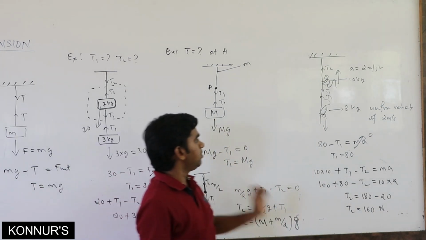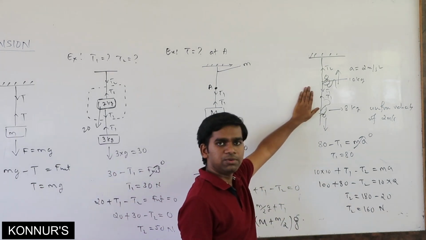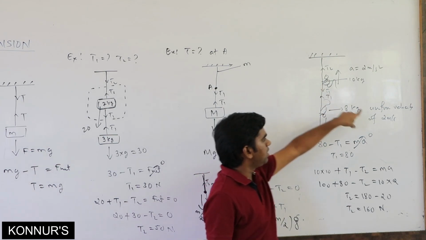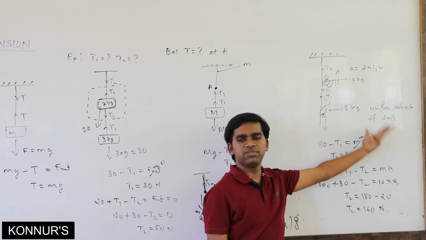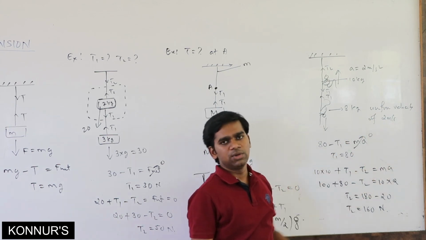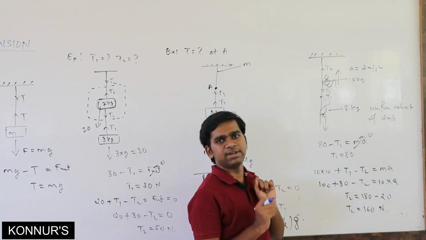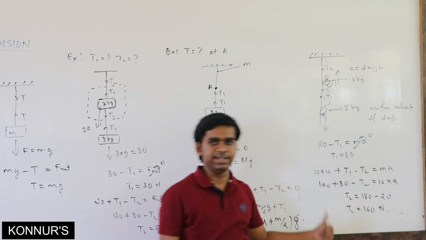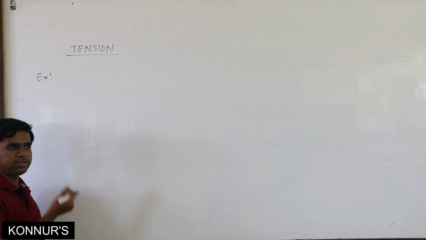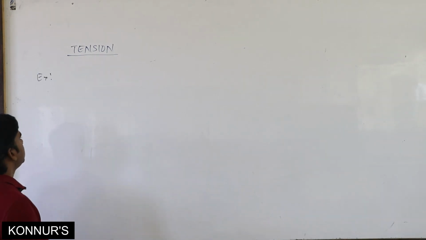So whenever we solve these kinds of problems, we have to be very careful whether they are saying uniform velocity or variable velocity, or uniform acceleration or variable acceleration. We have to look at F net. If we write F net right, our answer will be right. So we will go with one more example of finding the tension.